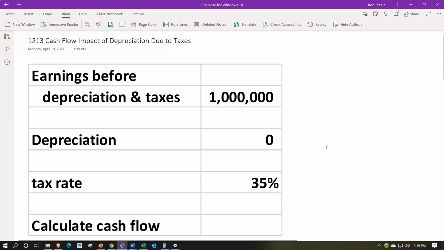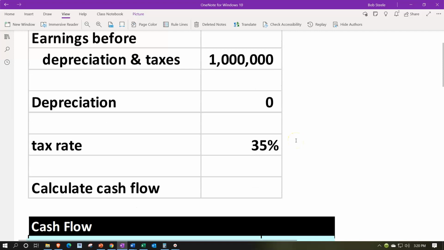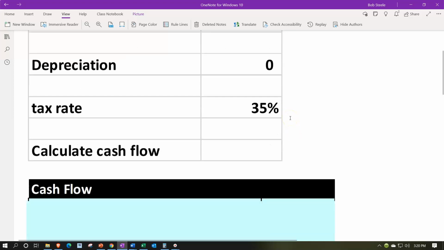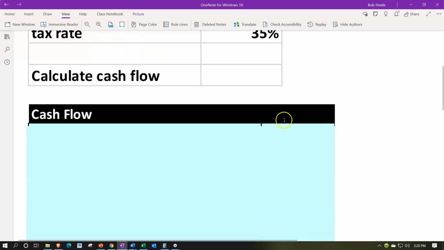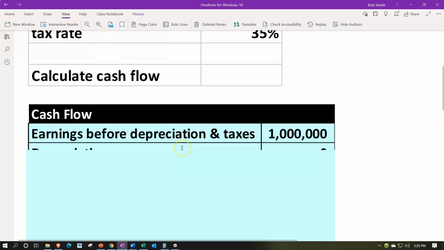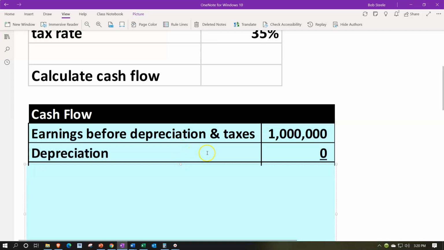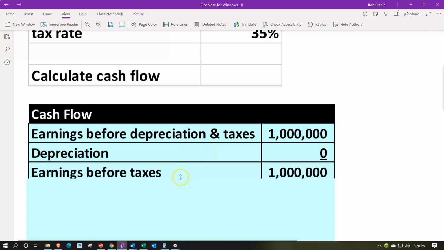So here's going to be our analysis. We've got the earnings before depreciation and taxes, 100,000. We'll first assume that there is no depreciation, and then we'll maximize the depreciation to see what the maximum impact would be. The tax rate will stay fixed in our two example problems at 35. So the change will be the depreciation and the tax on it, same rate and same earnings before the depreciation. Then the cash flow calculation first will be the earnings before depreciation and taxes. And then we're going to say that depreciation is 0 this time.